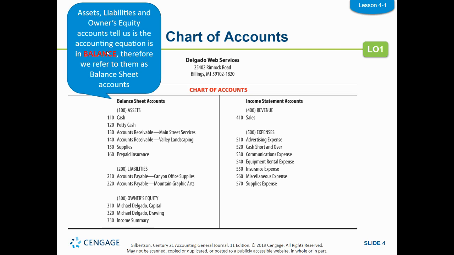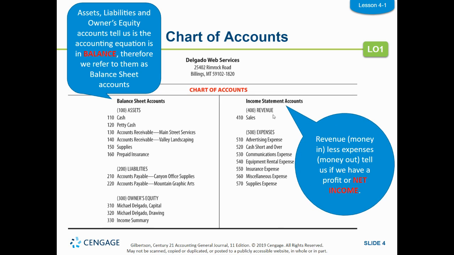Assets, liabilities, and owner's equity tell us that the accounting equation is in balance. So our first section is assets. Then we have liabilities. Then we have owner's equity. So just like our accounting equation, assets equals liabilities plus owner's equity. These accounts tell us that the accounting equation is in balance.